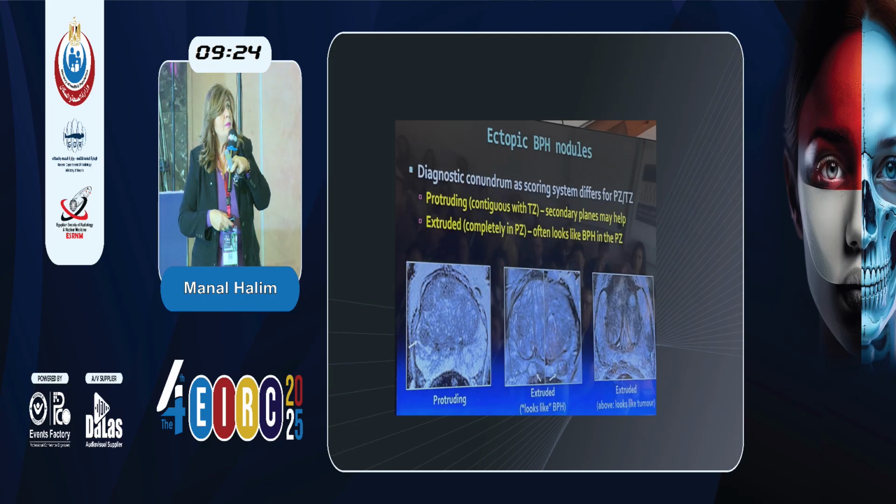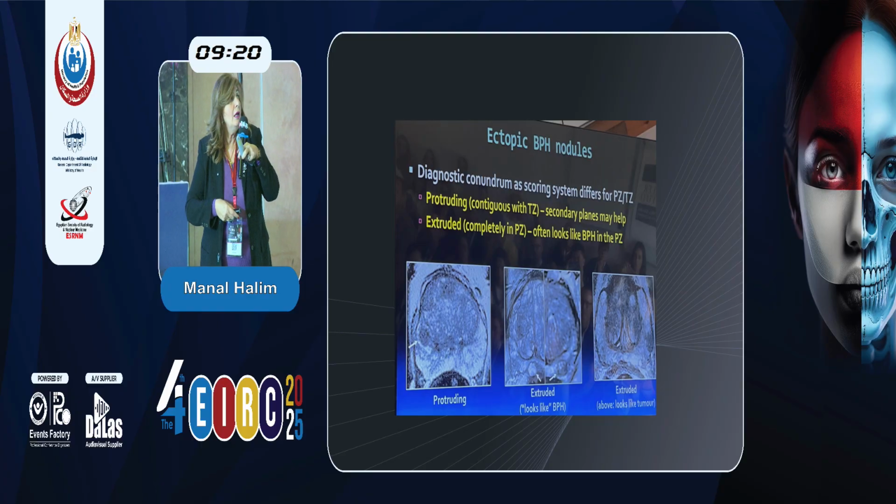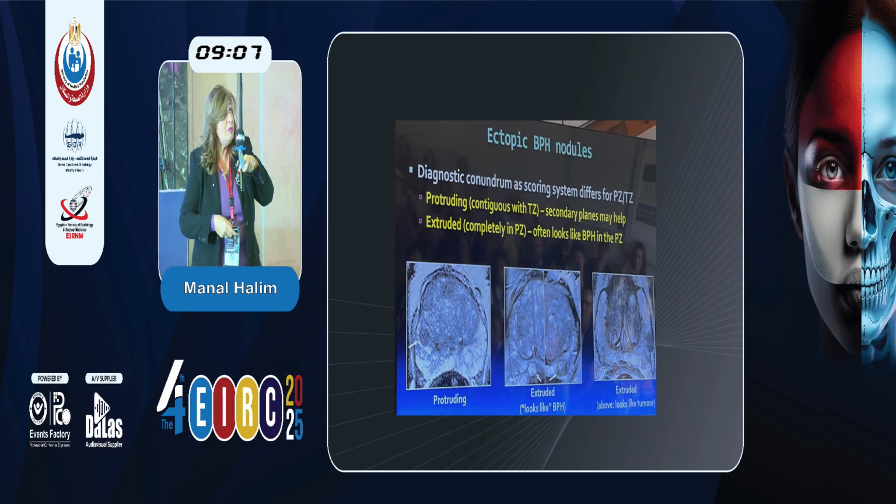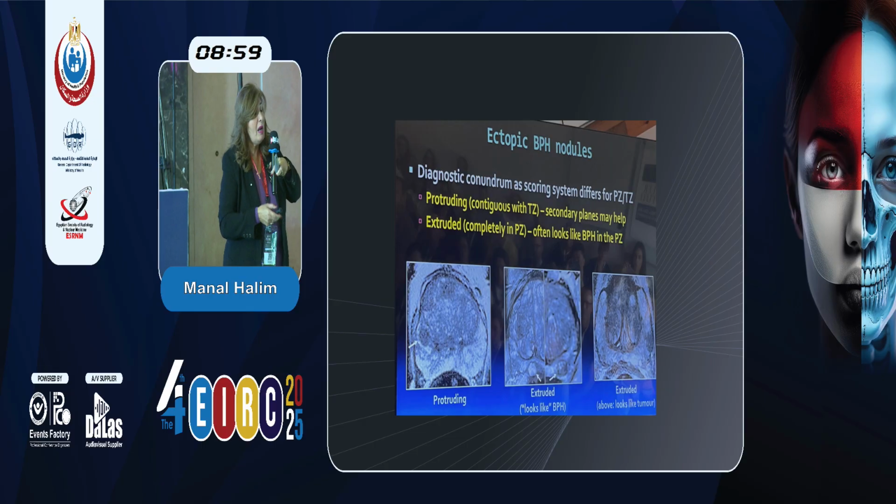Also, the BPH nodule may become ectopic. What do we mean by ectopic? This gives us a diagnostic conundrum. Sometimes it protrudes like this from the transitional zone, but is still connected to the transitional zone. Sometimes it's extruded into the peripheral zone completely away from the transitional zone, but still looks like BPH to me. However, when it's really extruded away from the transitional zone, it looks like a tumor and gives us a problem in differentiating it and necessitates biopsy.